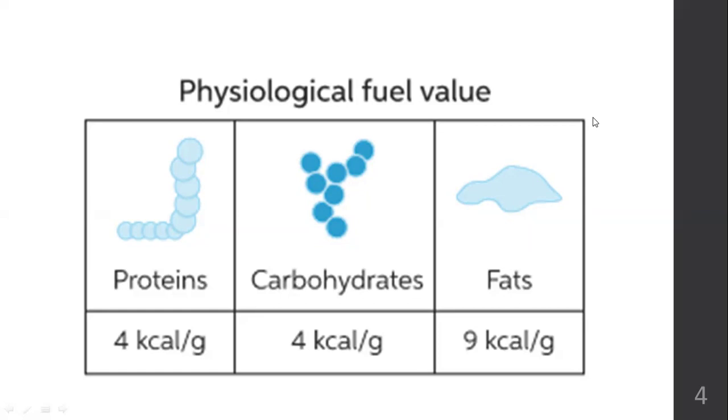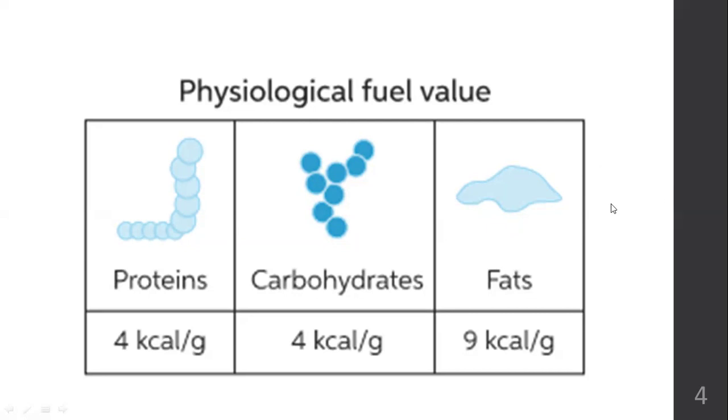And alcohol gives you around 7 kilocalories of energy per gram. But we don't consider alcohol a macronutrient. Alcohol does not have any nutrient value. It only has energy value. So these are the physiological fuel values.